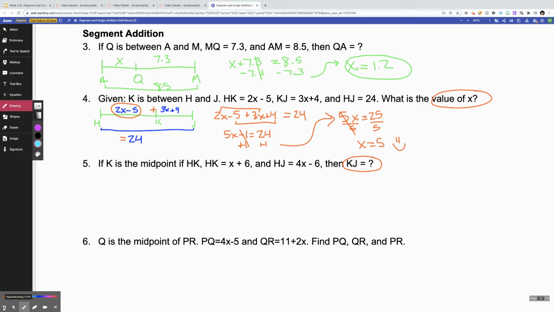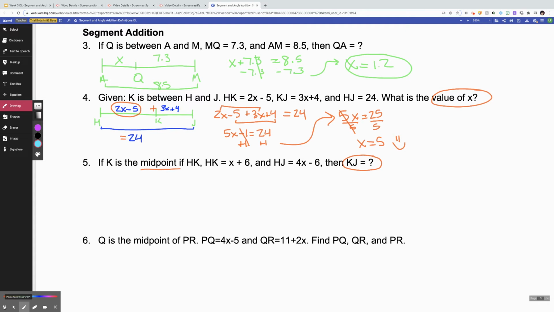So try number 5 on your own. Remember, draw the diagram first, keeping in mind that this is a midpoint problem. So that means the two parts are going to be equal to each other. All right, so that's your hint for this one. So I will see you back here in a second. Let's see if you got this one right.